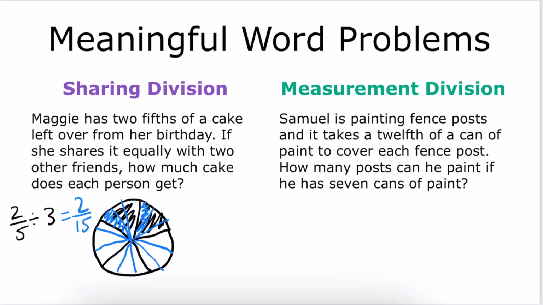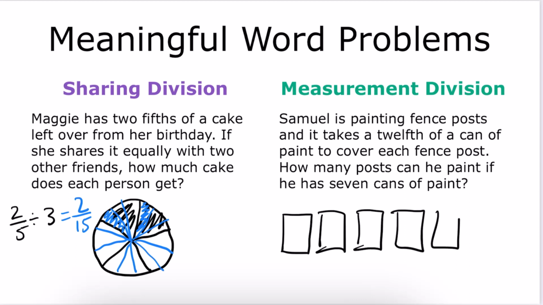Now, you could also do a whole number divided by a fraction, like in this word problem. So we have Samuel is painting fence posts, and it takes 1/12 of a can of paint to cover each fence post. How many posts can he paint if he has 7 cans of paint? So if I was one of your students solving this, maybe I might draw a picture of these 7 cans of paint. So here's 3, 4, 5, 6, 7.